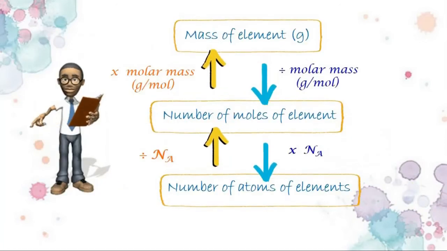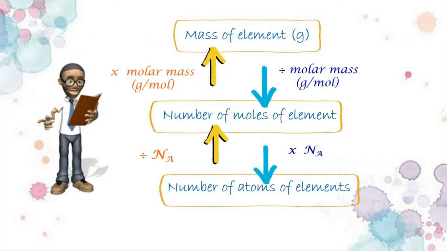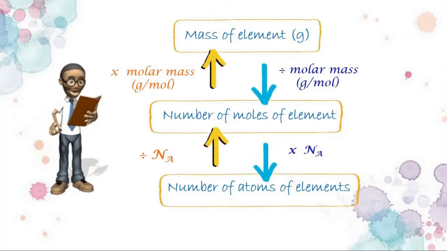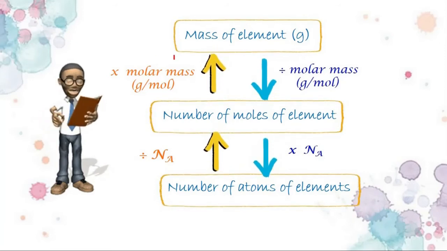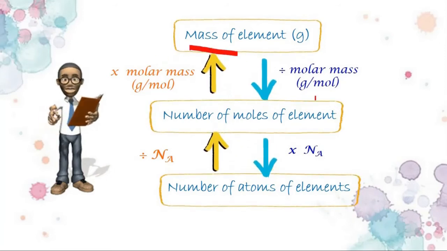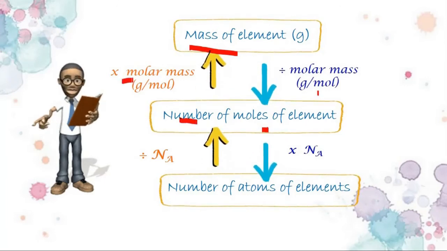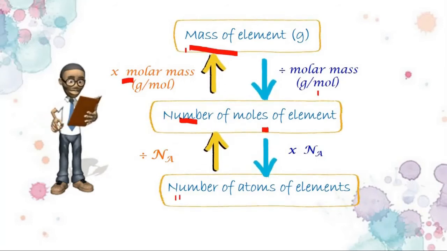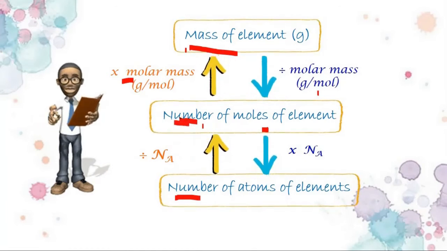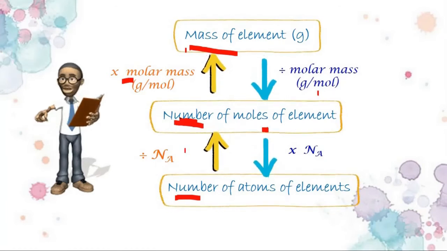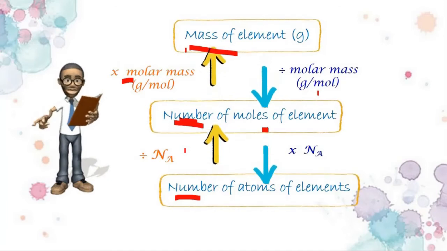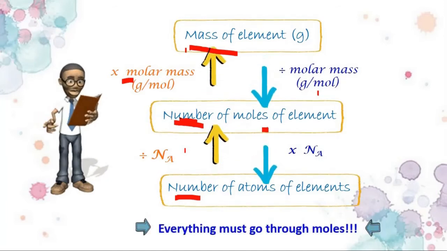This diagram shows the interconversion between the mass of elements, number of moles of elements, and number of atoms of elements. For example, mass of element divided by its molar mass gives the number of moles of elements, whereas the number of moles of elements multiplied by its molar mass gives back the mass of elements. In order to get the number of atoms of element, we need to use the number of moles of elements multiplied by the Avogadro constant. Based on the diagram, you notice that all the calculations must go through moles.